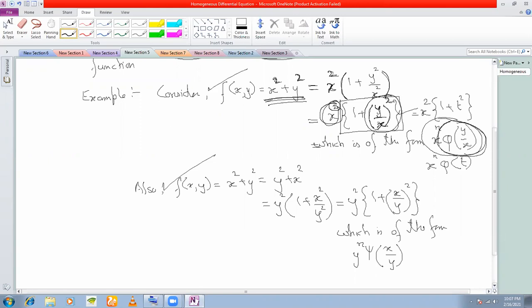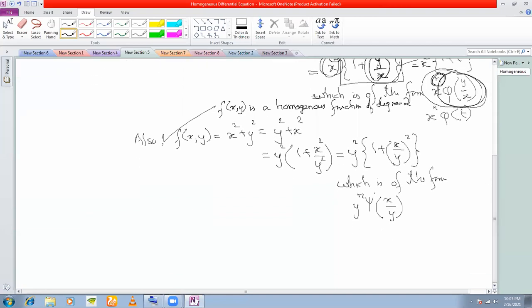Now, what is a homogeneous function? Something new that I'm going to add here is that a homogeneous function has a certain degree. You see this power of x here. What is the power of x here? n, isn't it? This n, in this example that I gave you, here n is 2. So we say f(x,y) is a homogeneous function of degree 2.